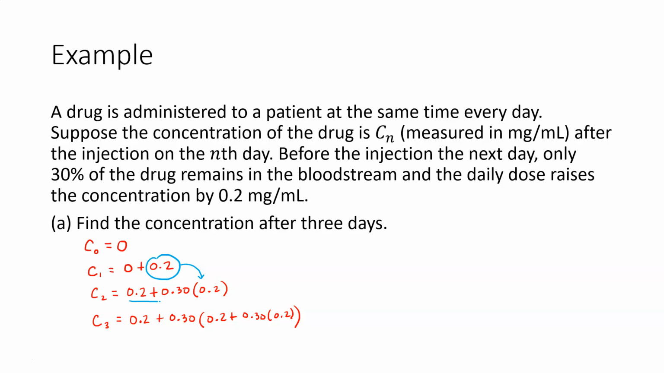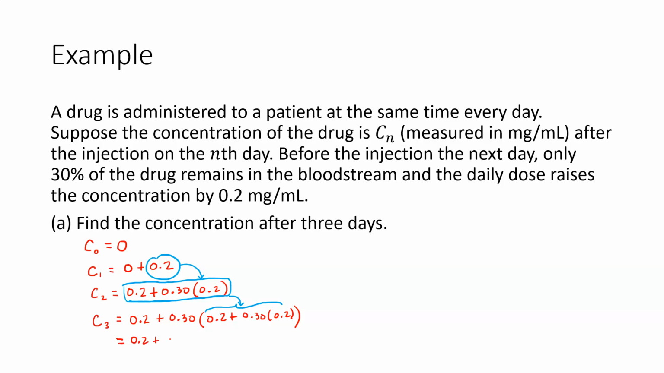So here then I would take this amount here, and it would get put into this part here. Right, so we're taking the amount from the previous day, multiplying by 0.30, take 30% of it that remains, and then adding a new dose of 0.2. And just to verify that what we're doing here is really something we can generalize with a formula, let me write it this way.